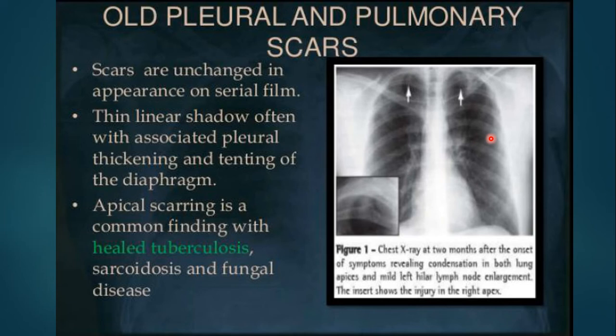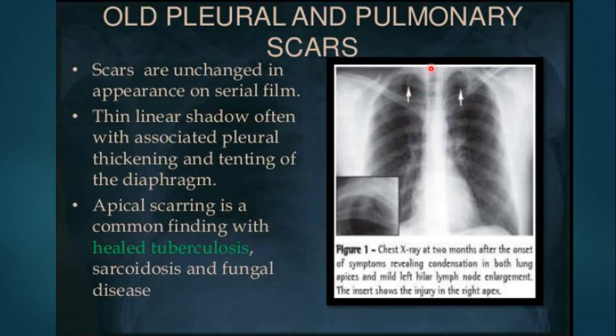Scars are characterized by an unchanged appearance on serial films. If you take the x-ray today, and after 3 months, and after 6 months, and after 1 year, they have the same shape or might even decrease in size. But usually they are static, they don't change over serial films. They appear as linear thin shadows with associated pleural thickening and tenting of the diaphragm, because scars are fibrotic tissue that causes some cicatricial volume loss.